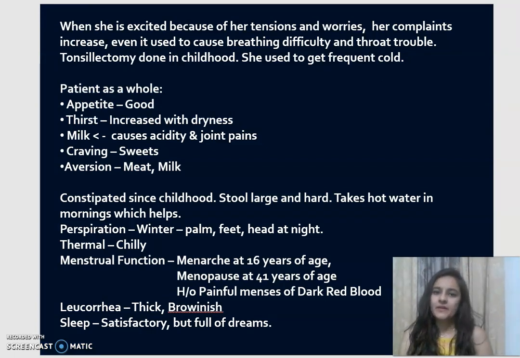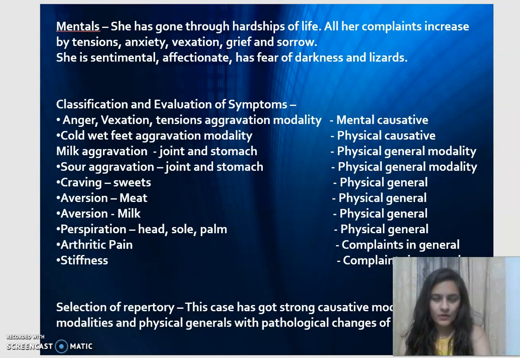When she is excited or has anxiety or worries, her complaints increase. It even used to cause breathing difficulty and throat trouble. History of tonsillectomy, she used to get frequent colds, appetite is good, milk aggravation and aversion, craving for sweets, constipated since childhood, takes hot water in the morning which helps, perspiration in winter on palms, feet, and head at night. She's chilly, her sleep is full of dreams. She has gone through hardships of life, complaints increased by tension, anxiety, vexation, grief, and sorrow. She's sentimental, affectionate, and has fear of darkness and lizards.